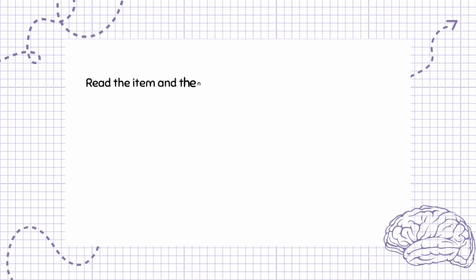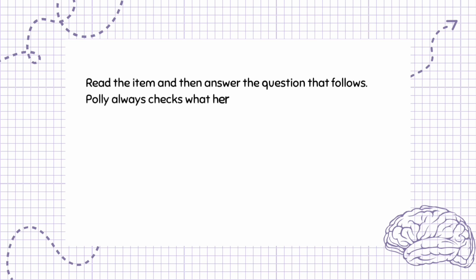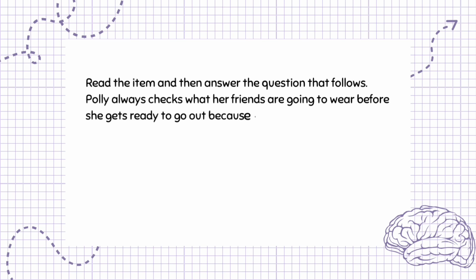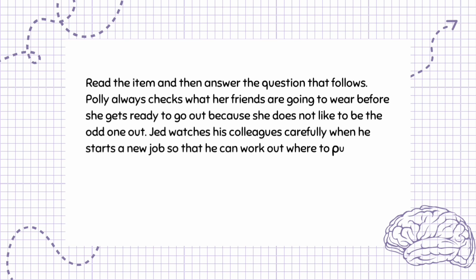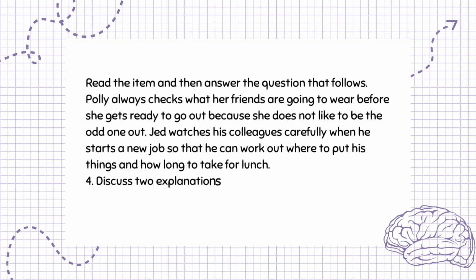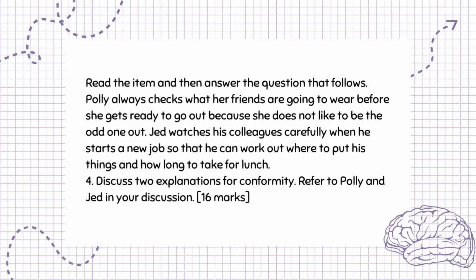Read the item and then answer the question that follows. Polly always checks what her friends are going to wear before she gets ready to go out because she does not like to be the odd one out. Jed watches his colleagues carefully when he starts a new job so that he can work out where to put his things and how long to take for lunch. Question 4. Discuss 2 explanations for conformity. Refer to Polly and Jed in your discussion. 16 marks.